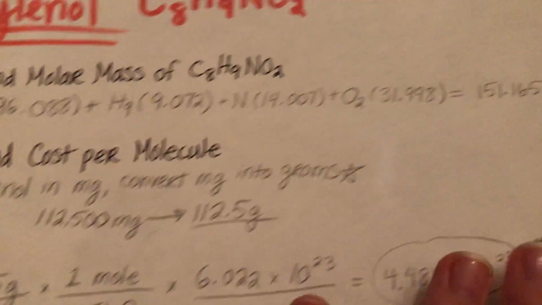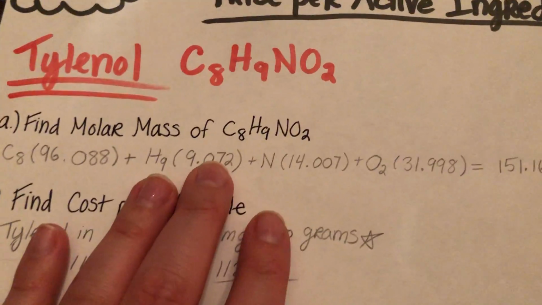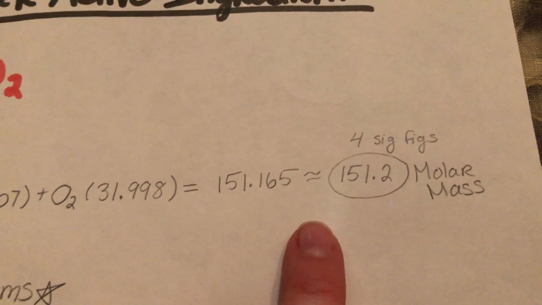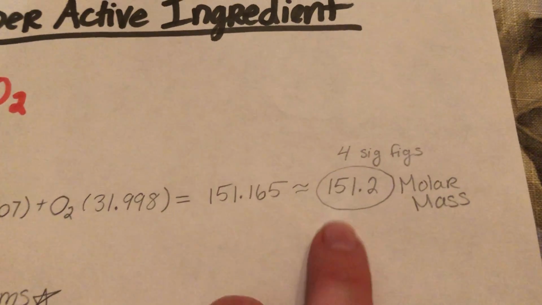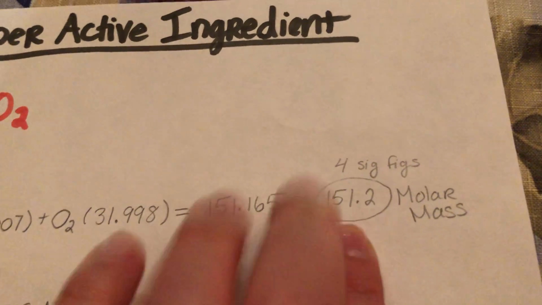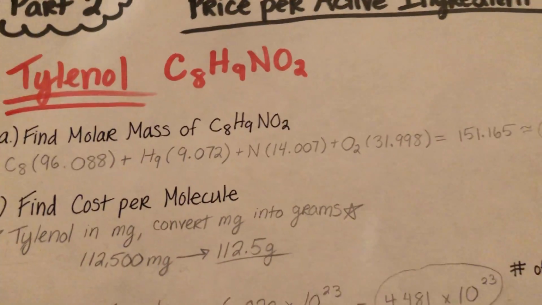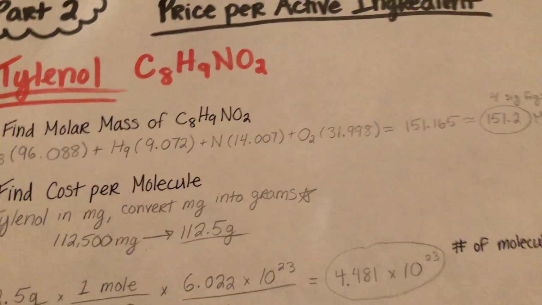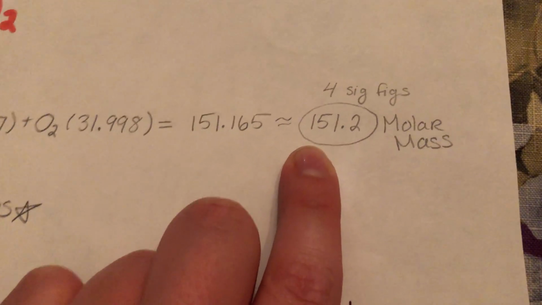So we end up, and I put the exact values, I didn't round these off from the periodic table. I put them exactly as they are. So I get this, and I put the little about sign, and I'm rounding to 4 sig figs because we're adding, and that's the least amount of sig figs that are being added. I hope I'm doing that right. So I get 151.2 molar mass. So we have the molar mass.